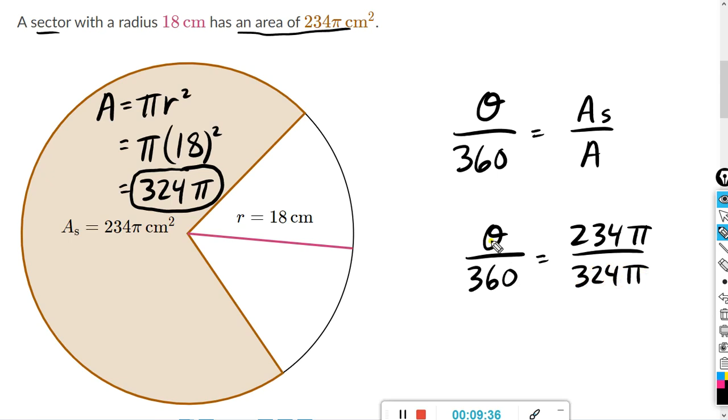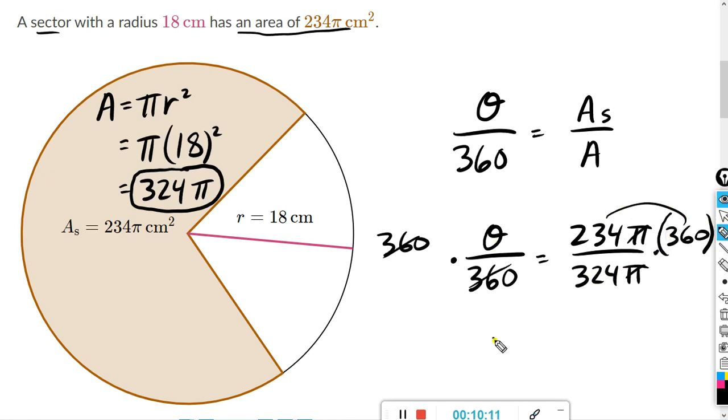All right, and theta, the central angle, is divided by 360. The opposite of that is times 360. Okay, we do that to both sides. All right, on the left-hand side, 360 over 360 cancels. On the right, pi over pi cancels. This is a little tough to reduce. Let me see if I can just do this on the calculator. 234 times 360 divided by 324. Okay, so it works out to 260.